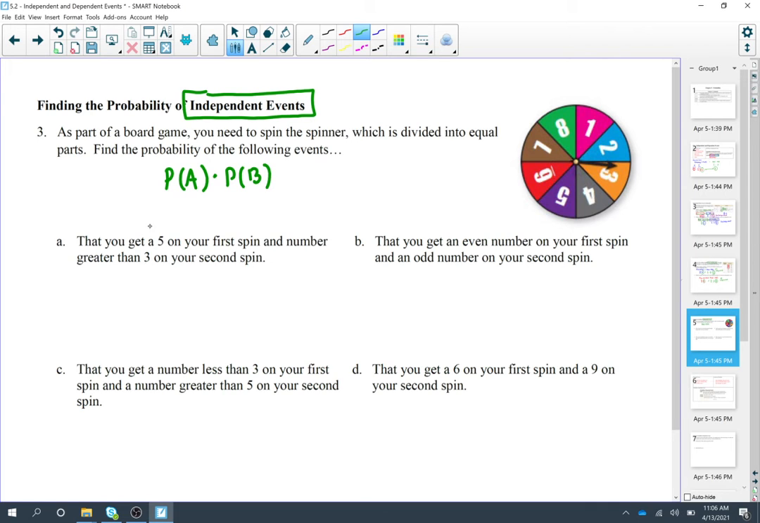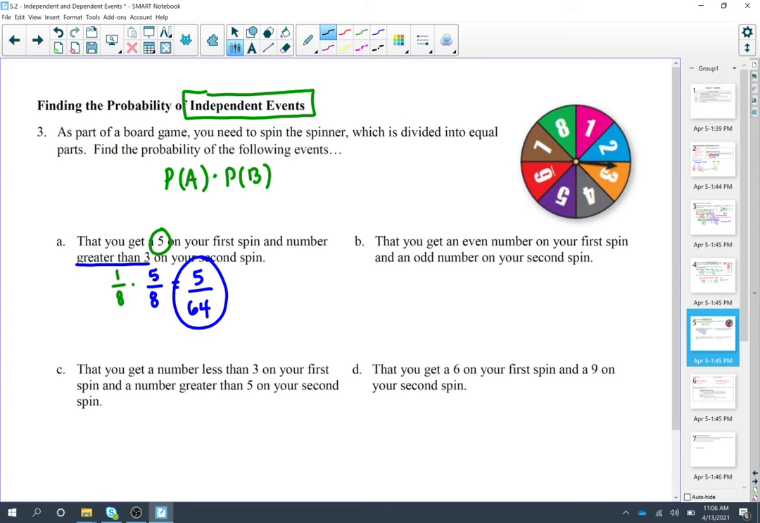So what we want to find here is the probability that I get a 5 on my first spin. Well, there's 8 spaces on the spinner. 5 is only one of them, so that's 1/8, times the probability that I get a number greater than 3 on my second spin. So that would be a 4, 5, 6, 7, or 8, which is 5 numbers out of 8. If we multiply those two probabilities together, we have a probability of 5/64.